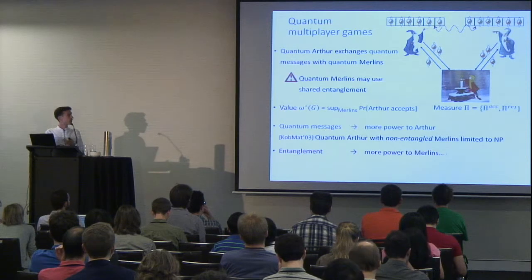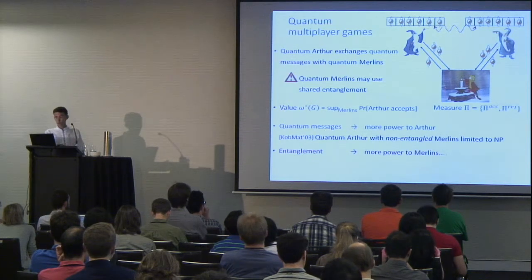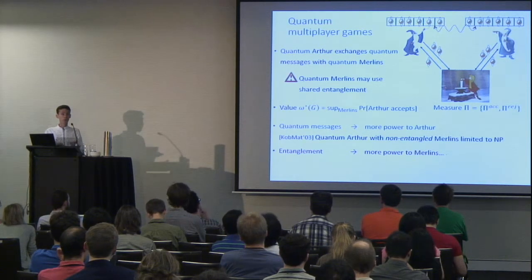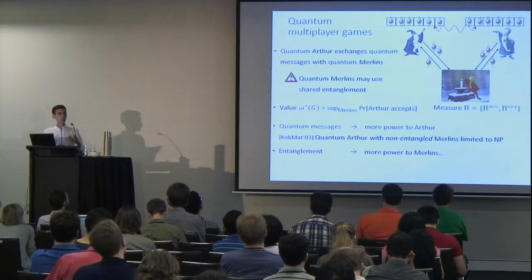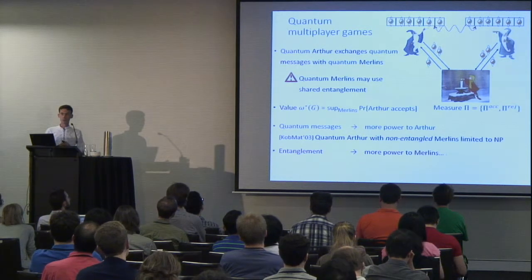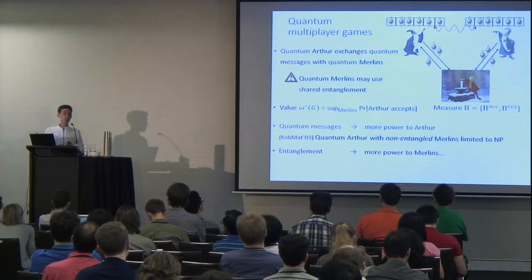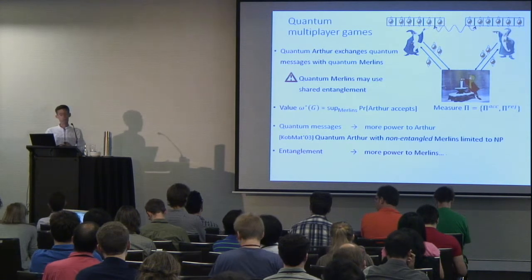And so the effect of that is that Merlins have more power now because they have an entangled state, they can make measurements, they can achieve higher correlations, and using these correlations, they can increase their chances of winning in the game. And that's exactly what we say when we say that in quantum mechanics, there are Bell inequality violations. It's saying using entanglement, you can achieve correlations that you couldn't achieve without.